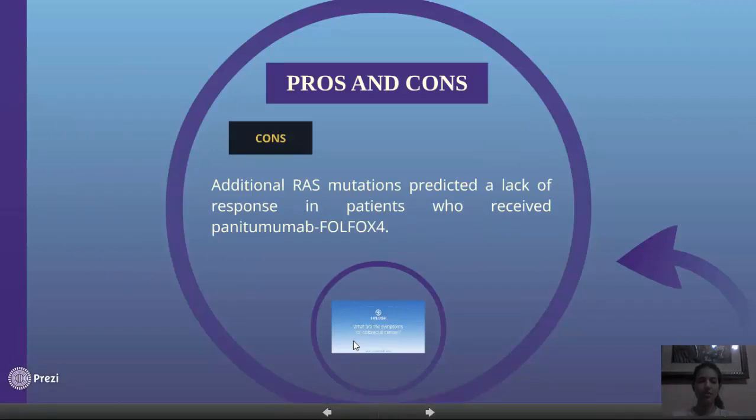Cons. Additional RAS mutations predict a lack of response in patients who receive panitumumab FOLFOX4.